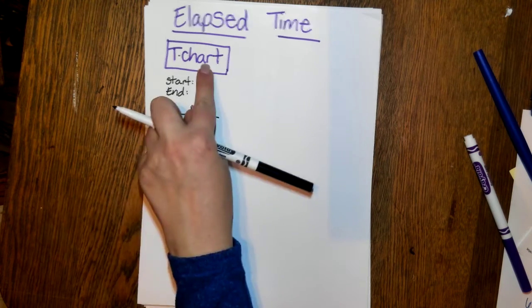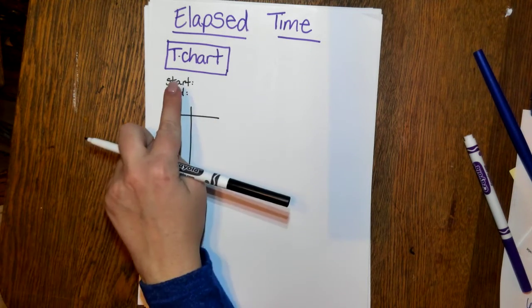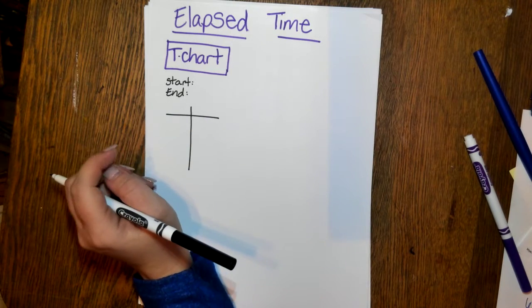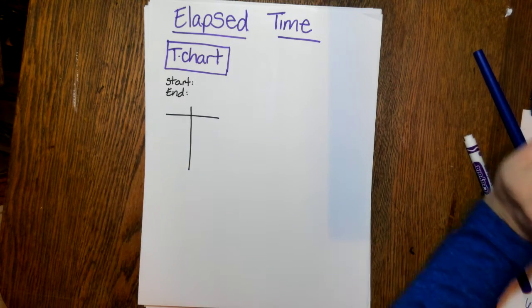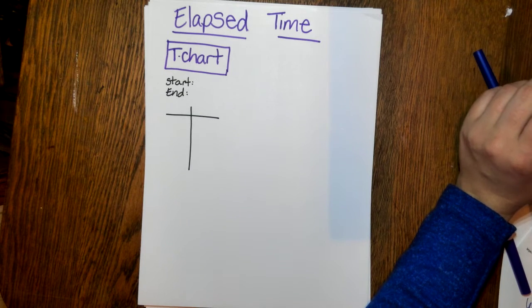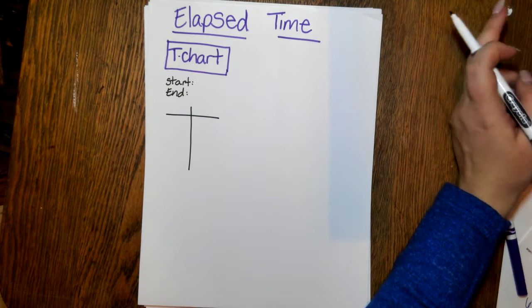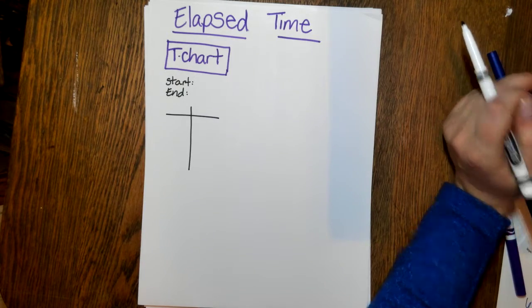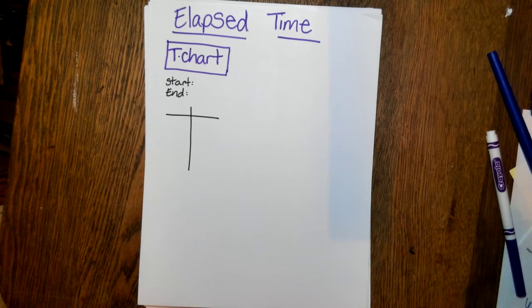Elapsed time is using a T-chart. For a T-chart, you're going to draw a T. To be completely honest with you, this is how I show elapsed time. When I'm trying to figure it out, I don't draw a number line. Some of you might prefer a number line. Most of you, I feel like, will prefer a T-chart.